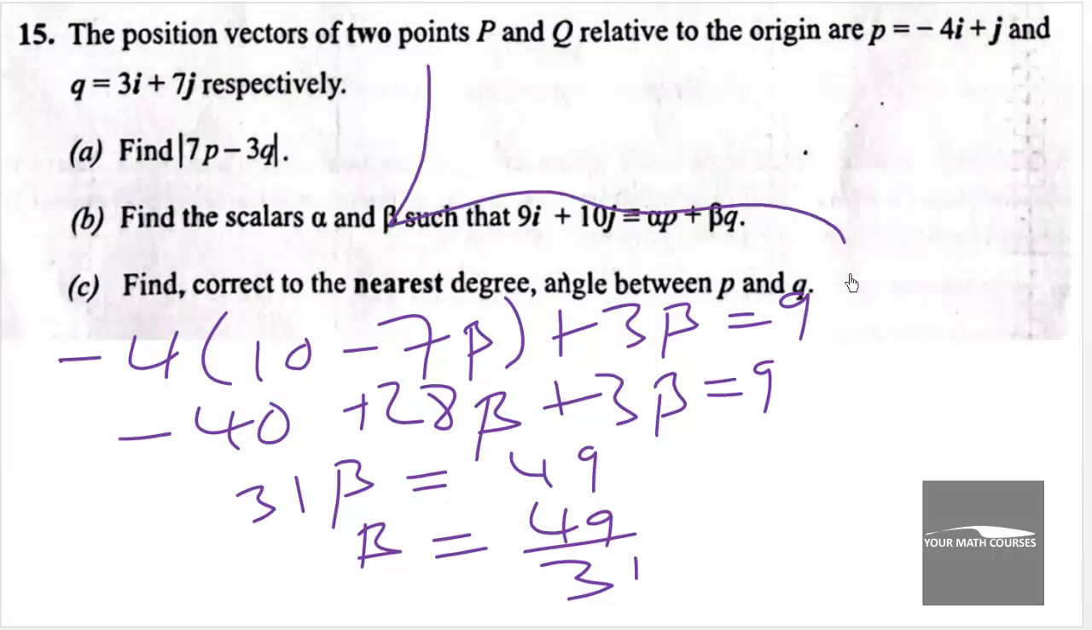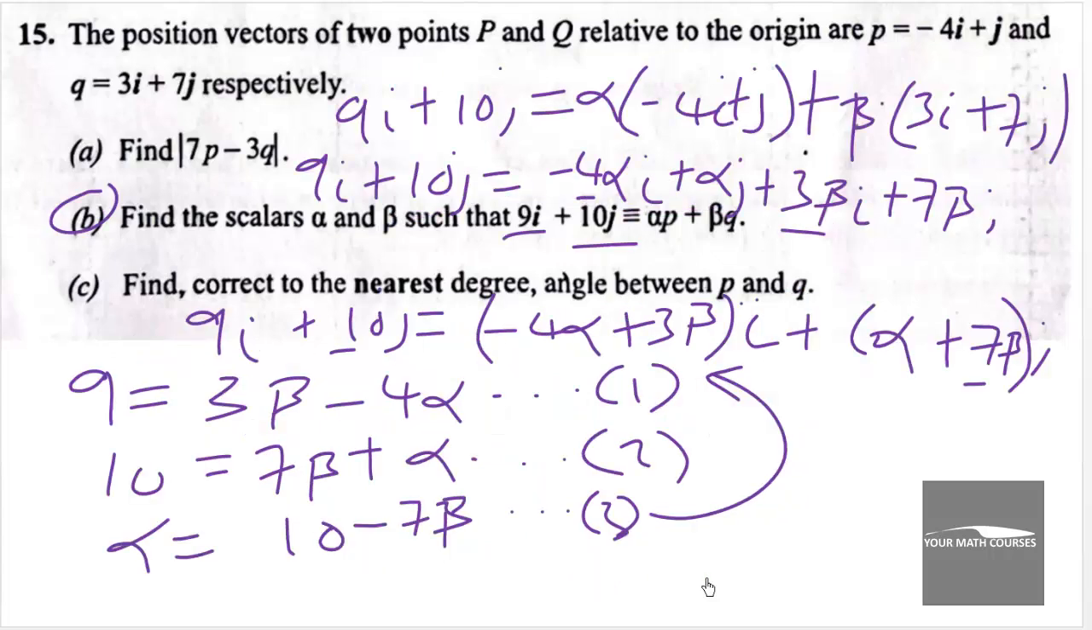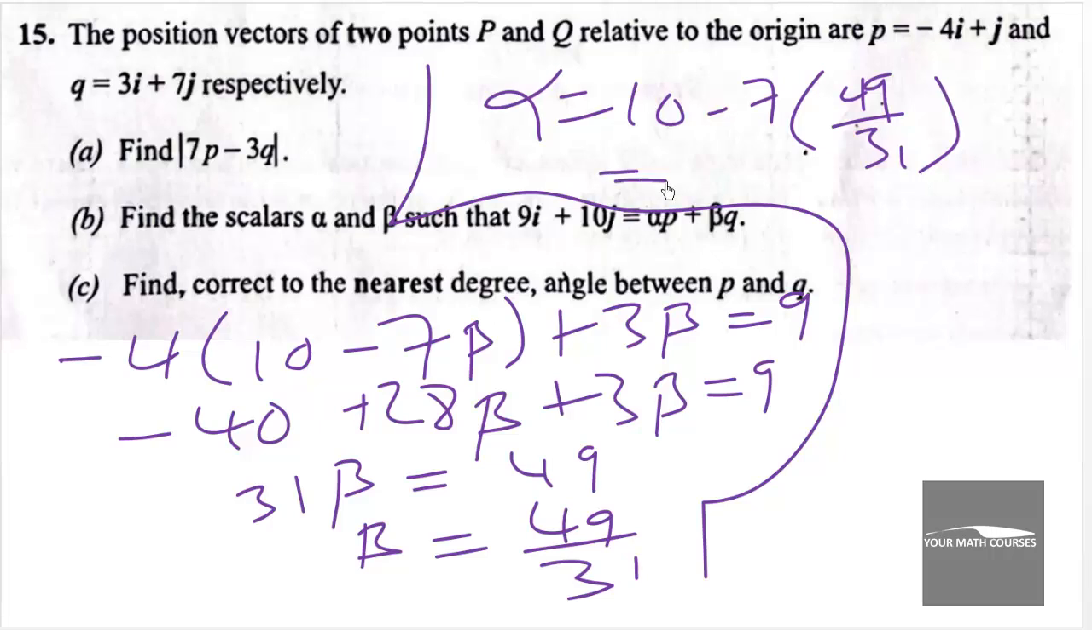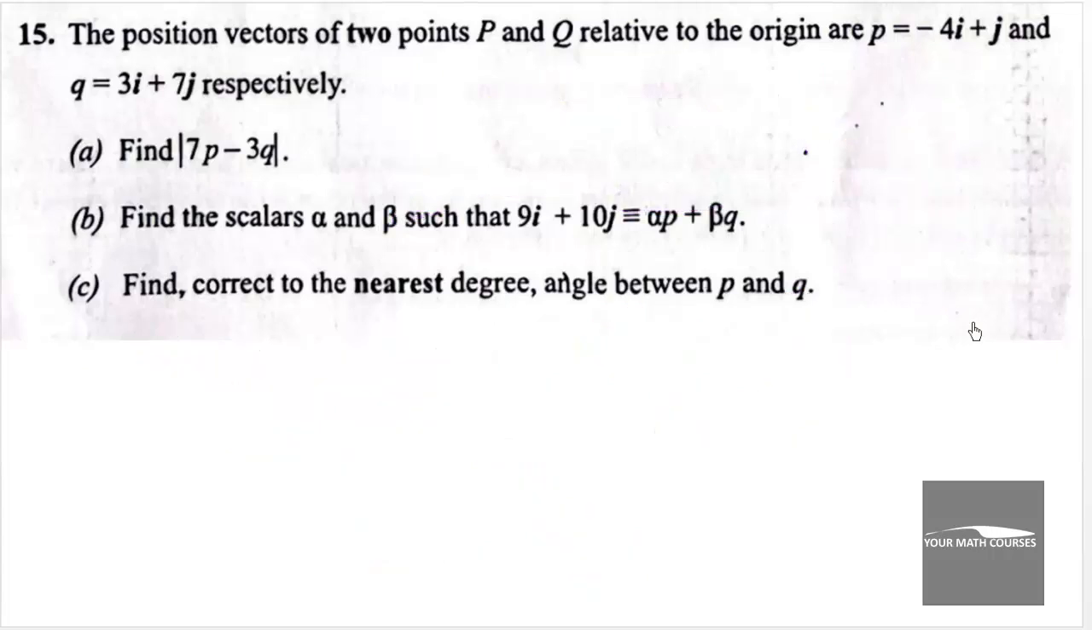I want you to work for alpha. Have you done that? So you notice that from here we have alpha equal 10 minus 7 beta. So alpha is equal to 10 minus 7 times 49 over 31. And this will be equal to negative 33 over 31. So the values of alpha and beta are negative 33 over 31 and 49 over 31. These are the values of the scalars.